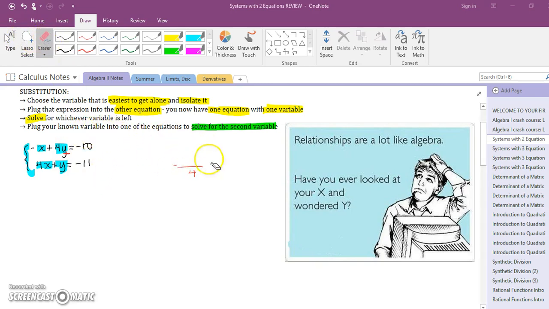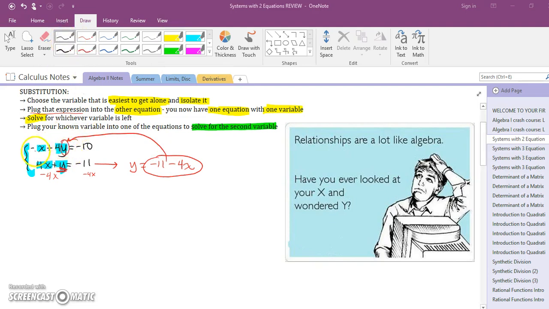So let's go ahead and deal with one that's going to be much quicker, and that would be solving for something like this right here, because there's no coefficient in front of it and it's positive. So let's go ahead and solve for this y here. I'm going to subtract 4x from each side, so I have y equals negative 11 minus 4x. So I'm going to now take this statement here, negative 11 minus 4x, and do what it says here. Plug that expression into the other equation. So I'm going to take this, which is y, and plug it in for y right here.